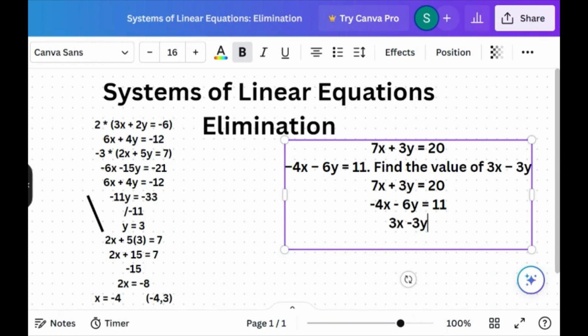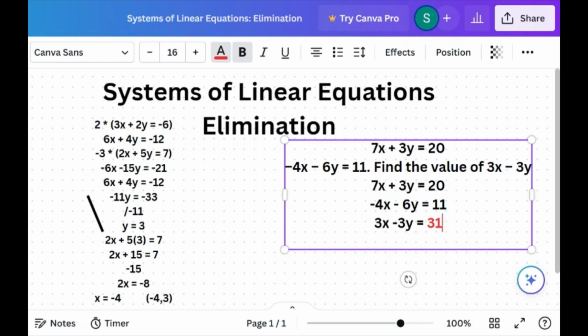Now, all you have to do really is do the same thing for the constants. You subtracted here 7x minus 4x and 3y minus 6y, so all you have to do here is add the 20 plus 11, and you get 31. So 31 is your answer for this question, because they're asking you for the value of 3x minus 3y. Now, if they were asking you for the value of, I don't know, just x or something, you would solve just for x and give that answer.